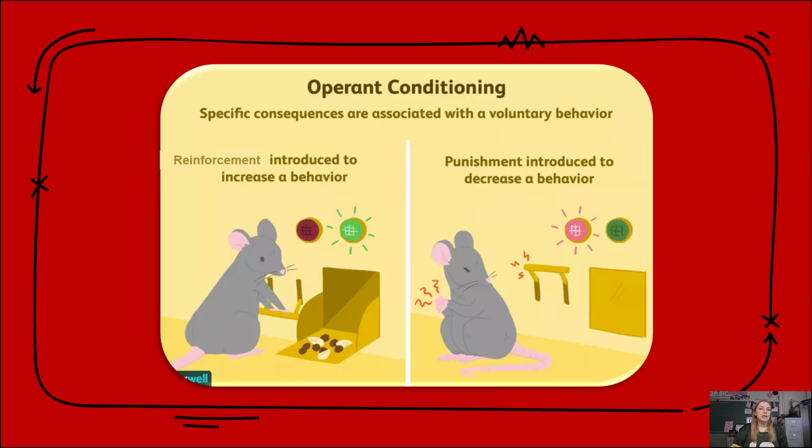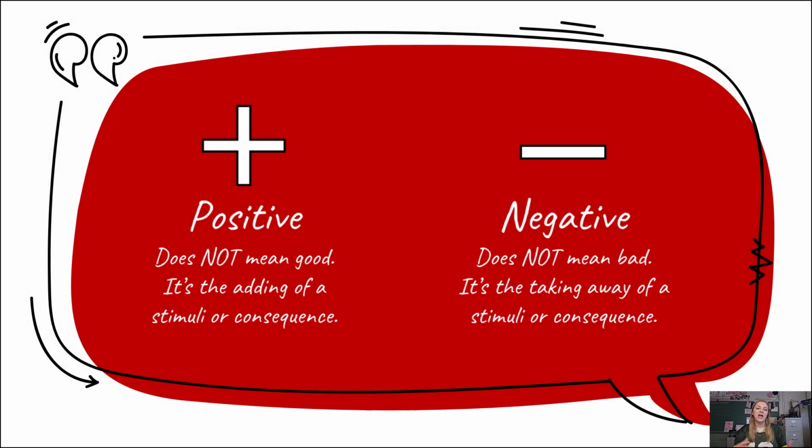Some other words that we need to be aware of are positive and negative. In this case, positive and negative do not mean good or bad. In the case of operant conditioning, positive means adding a stimulus or a consequence. Negative means taking away a consequence. So instead of thinking about good or bad, think about the words add or take away.